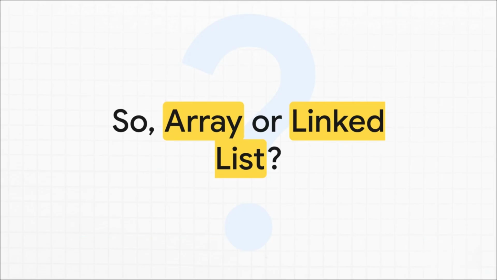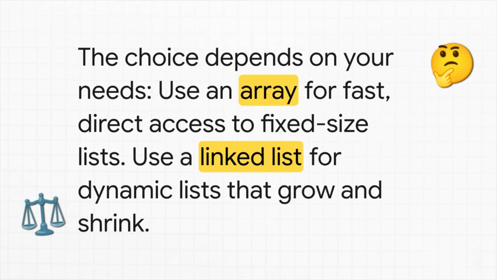Which brings us right back to where we started. We have a problem, we need to store a list of items. How do we choose which one to use? So, what's the verdict? The truth is, there's no single best data structure. There is only the right tool for the job. It all comes down to one question. Do you need speed or do you need flexibility?